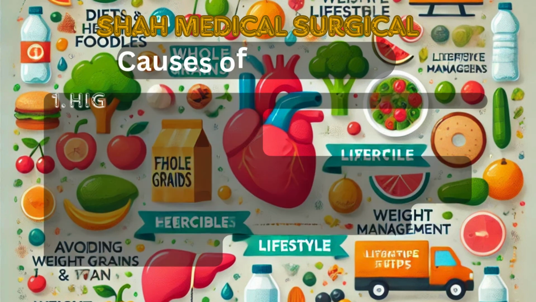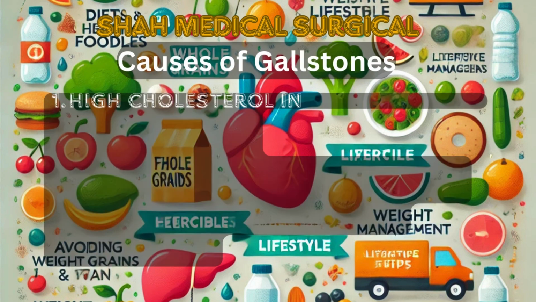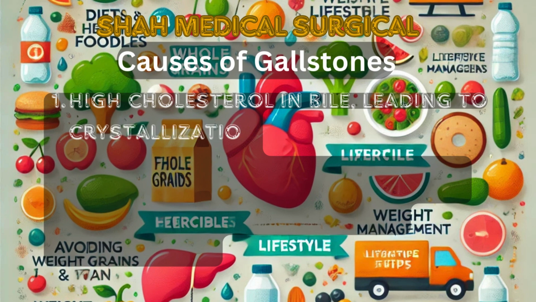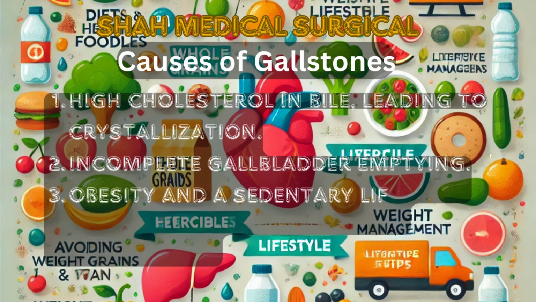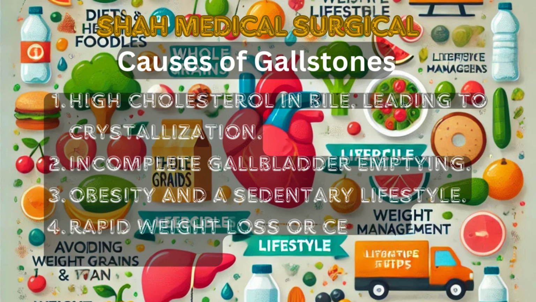Causes of gallstones. Gallstones form when the components of bile become imbalanced. Common causes include excess cholesterol in the bile, which may crystallize into stones. Poor emptying of the gallbladder, leaving bile stagnant. High levels of bilirubin, often linked to liver diseases or infections. Being overweight or experiencing rapid weight loss, which alters bile composition.